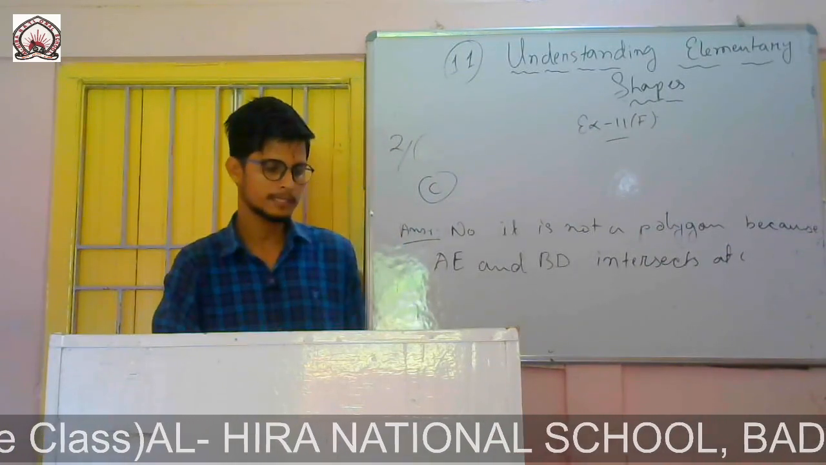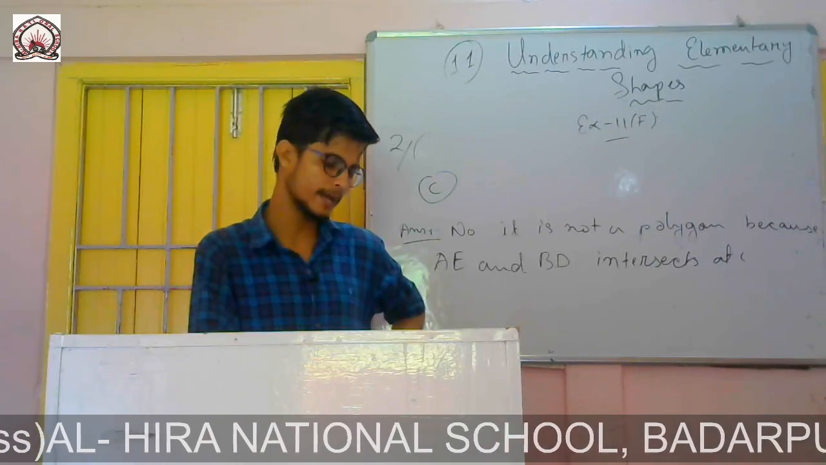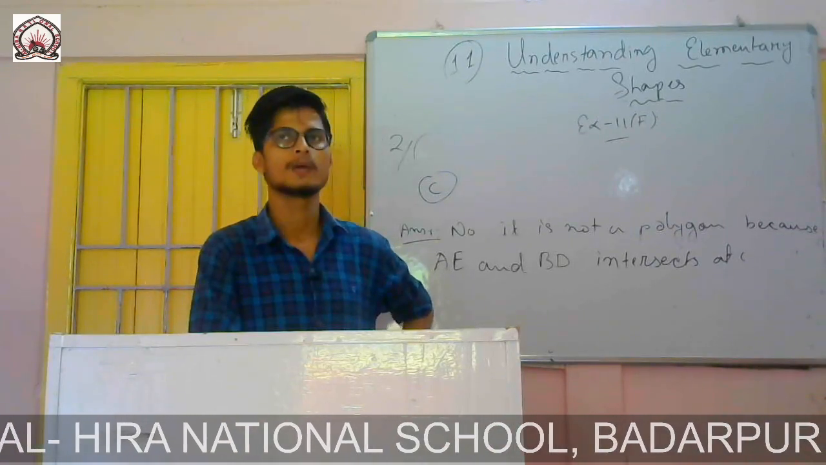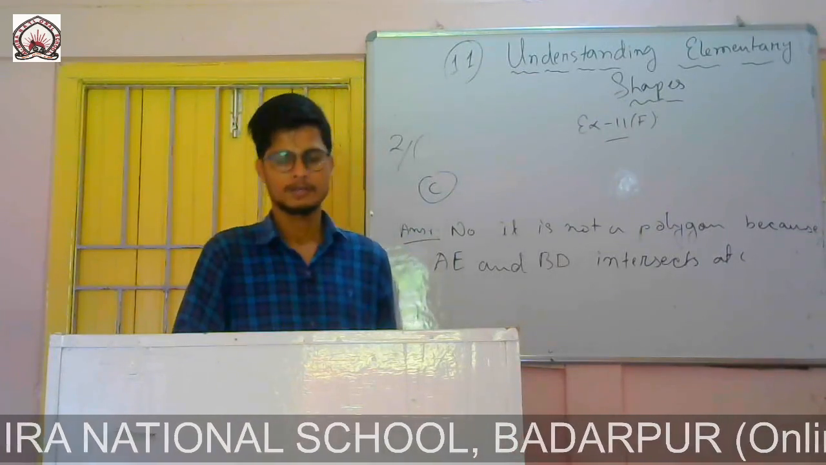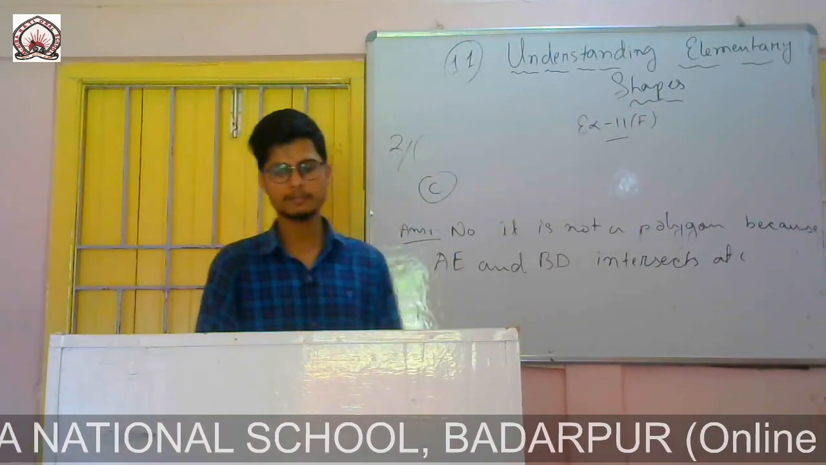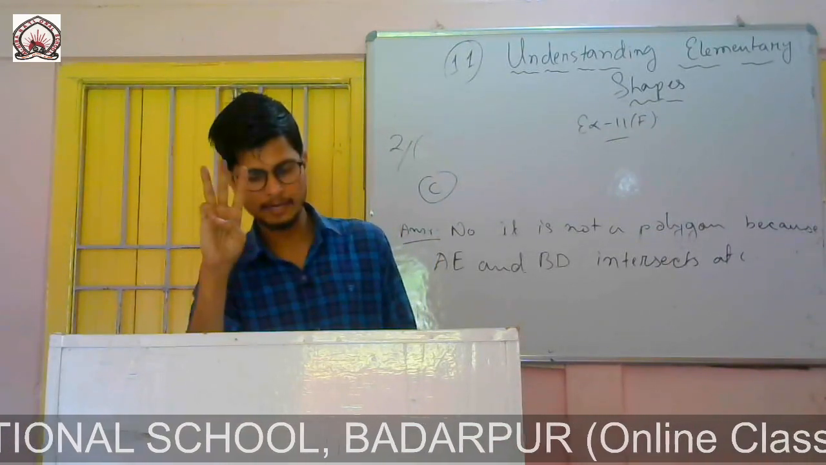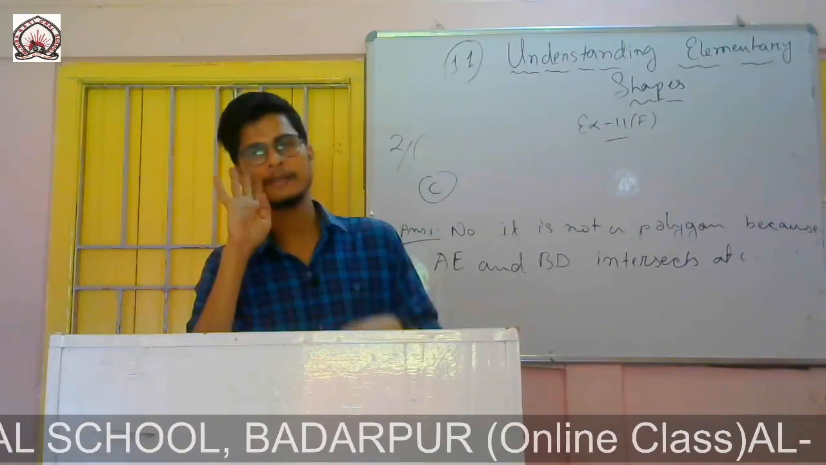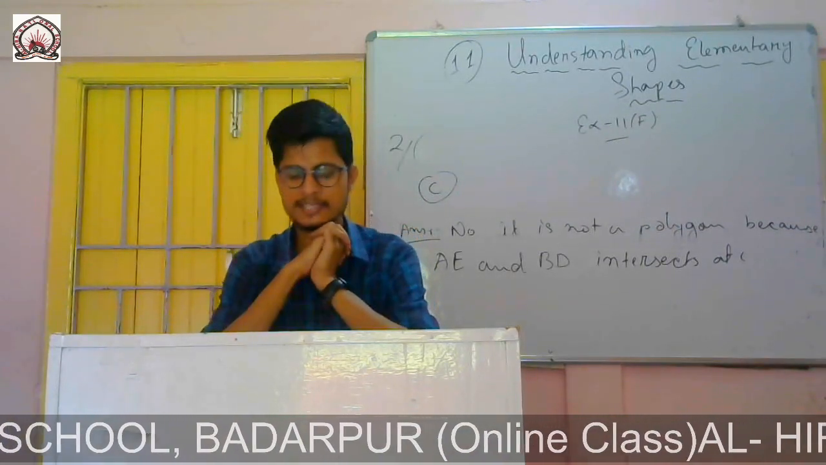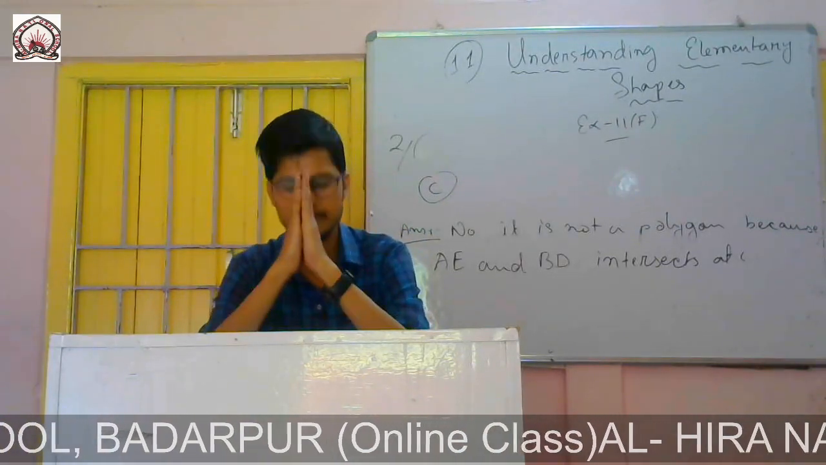Now question number 3. For each of the polygons, write down the number of sides and name the polygon. First of all, you have to count the number of sides. If there are 3 sides, then it is a triangle. If there are 4 sides, it is a quadrilateral. If there are 5 sides, it is a pentagon. If there are 6 sides, it is a hexagon.